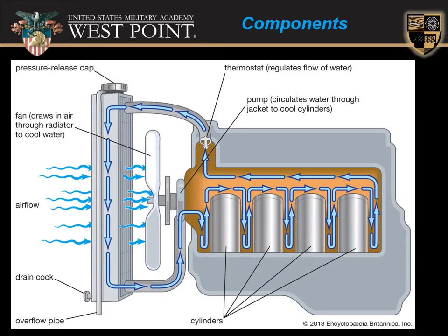All right, now let's just take a look at components. So I've blown up that picture you see on the top right-hand side from Encyclopedia Britannica, and we're just going to work our way around. So we have passageways that go along and around the cylinders for the coolant to flow. Now that coolant is a mix of antifreeze and water.